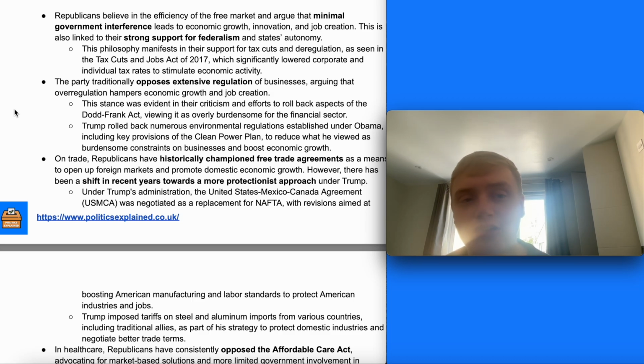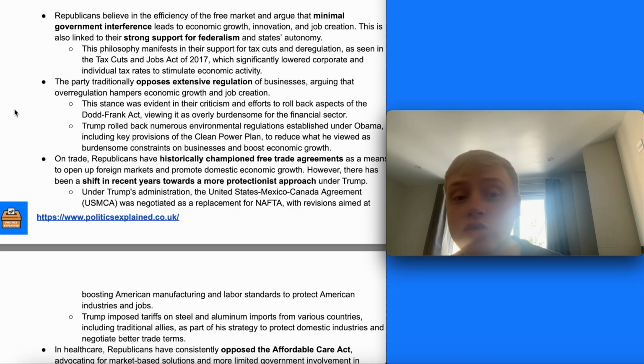And this is also linked to their strong support for federalism. This philosophy can be seen in the Tax Cuts and Jobs Act of 2017, which significantly lowered corporate and individual tax rates to stimulate economic activity. The party opposes extensive regulation of businesses, arguing that it hampers economic growth. This can be seen in their criticisms and efforts to roll back aspects of the Dodd-Frank Act.